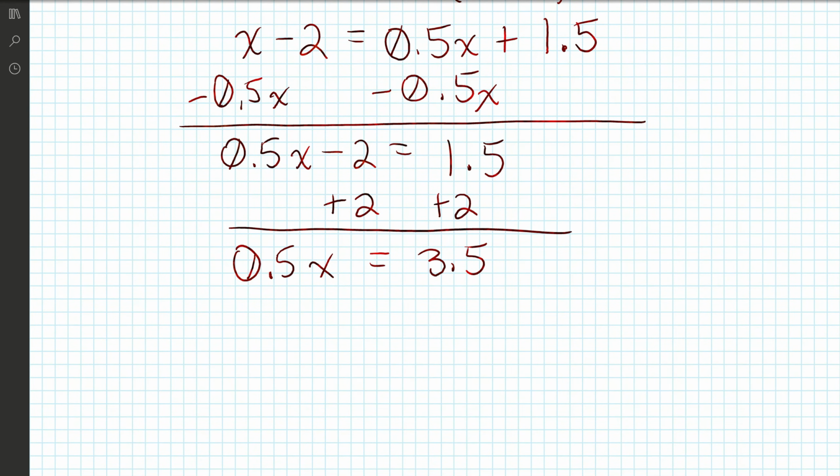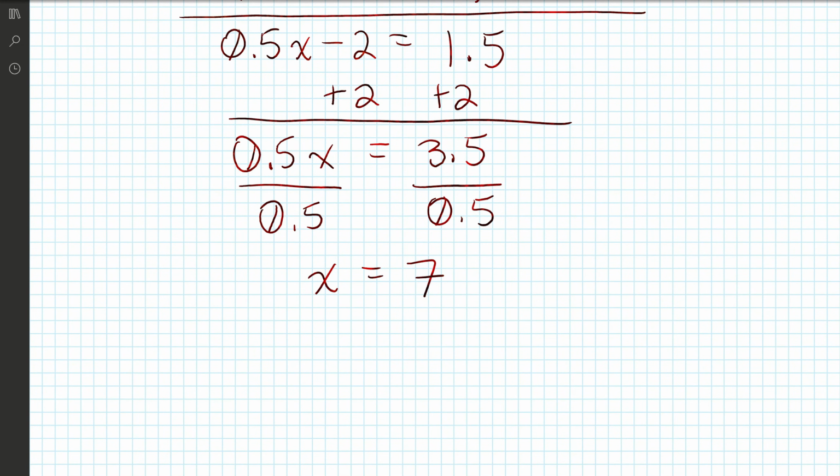The last thing we want to do is get x by itself. So between 0.5 and x is multiplication, we do the opposite, division. So what you do to one side, you do the same thing to the other side. So x is equal to dividing 3.5 by 0.5. So 3.5 by a half. So x is equal to 7.